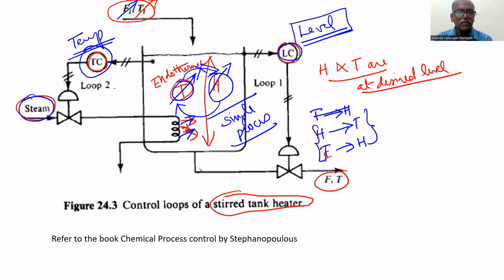But for an instrumentation engineer, these two can be seen as two separate processes, though the process H is interacting with T. As far as an instrumentation engineer is concerned, each loop is a process. But it is not so for a chemical engineer.